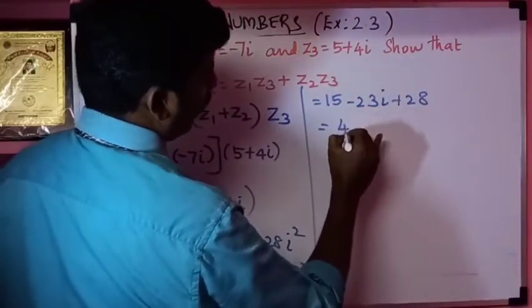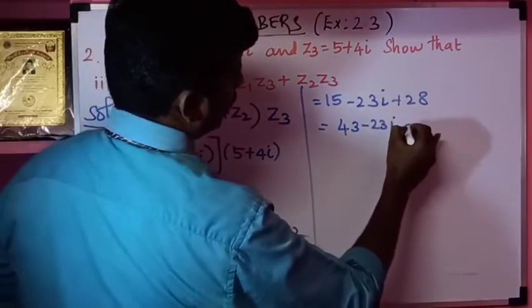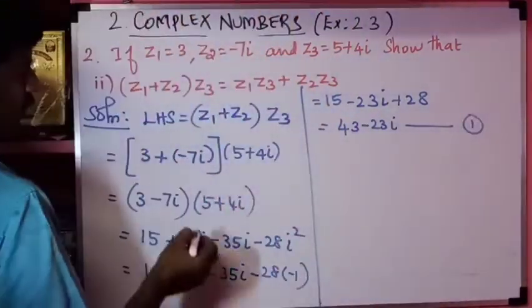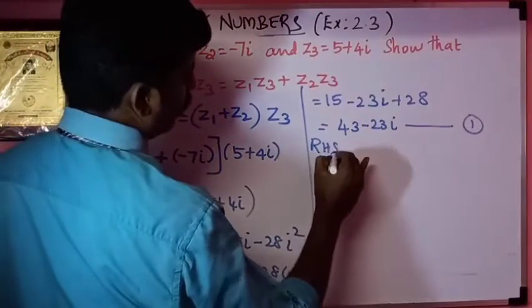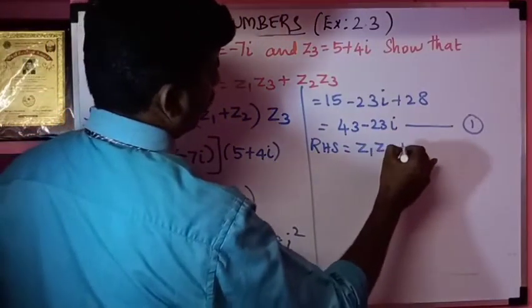Now 28 plus 15 is 43 minus 23i. This is equation 1.